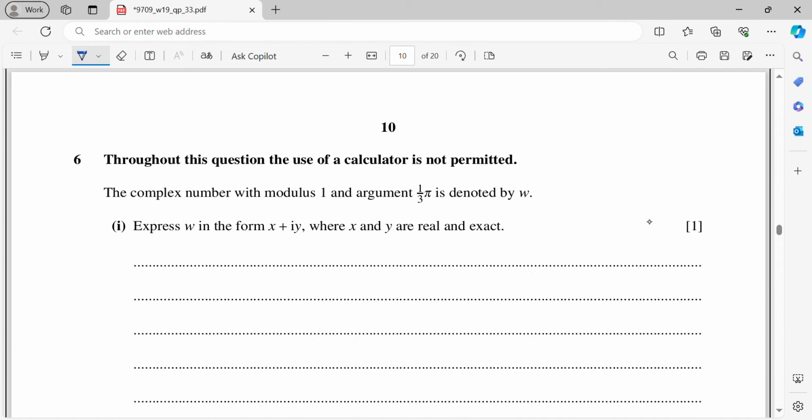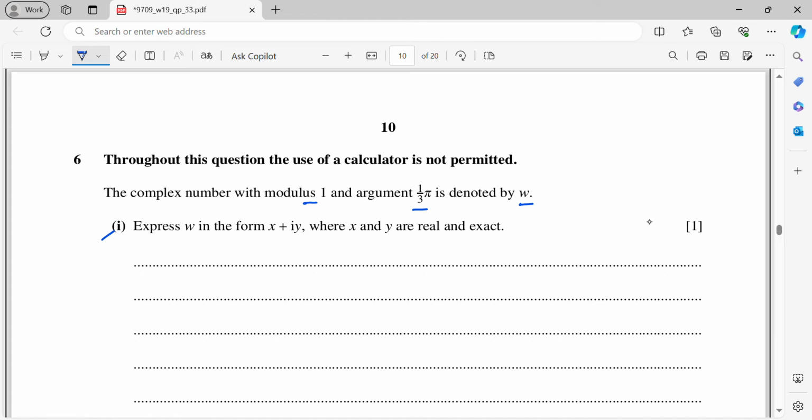For question number 6, throughout this question, the use of a calculator is not permitted. The complex number with modulus 1 and argument 1 over 3 pi is denoted by W. First part, express W in the form x plus iy, where x and y are real and exact.